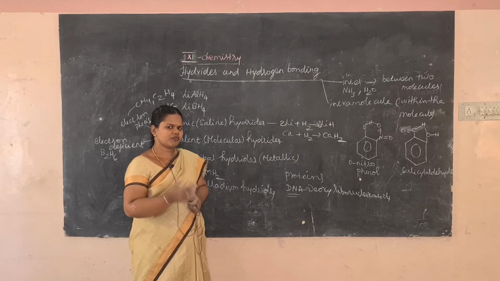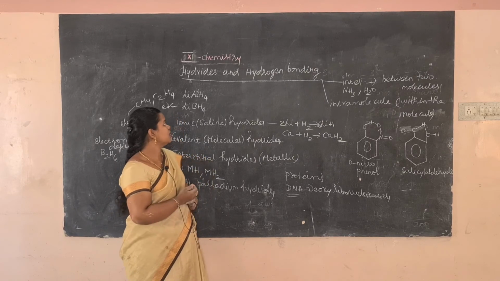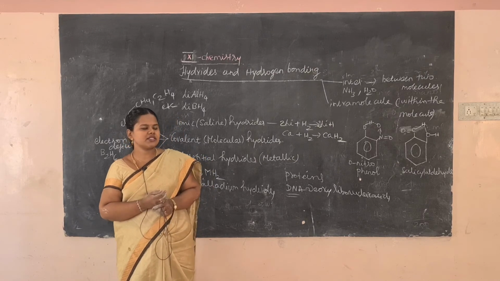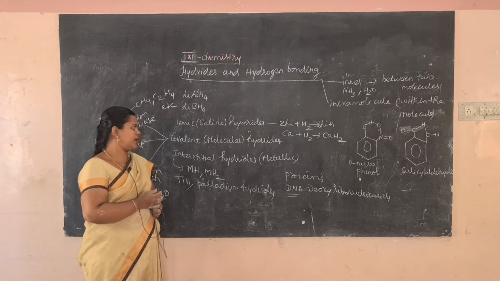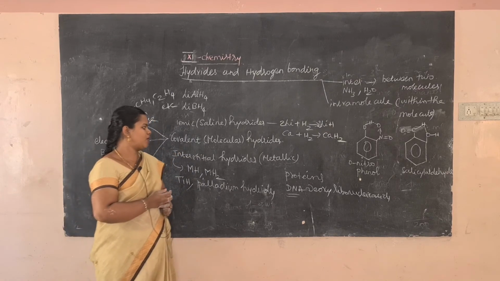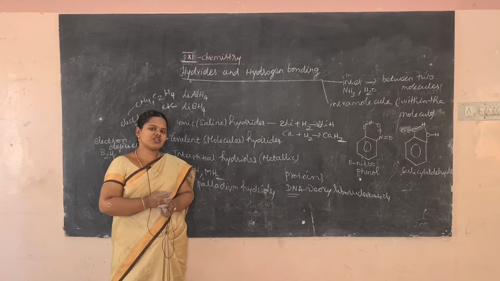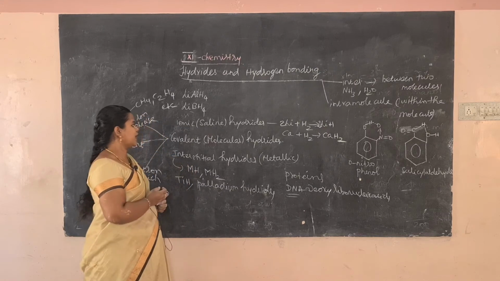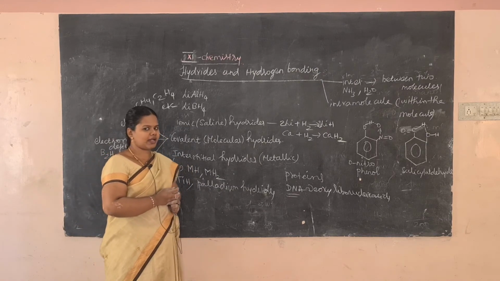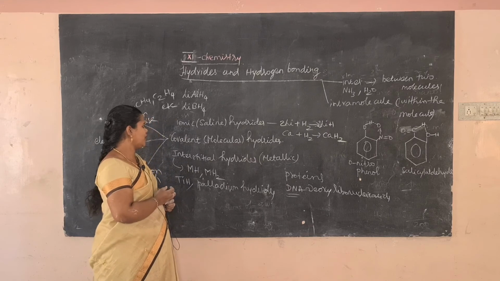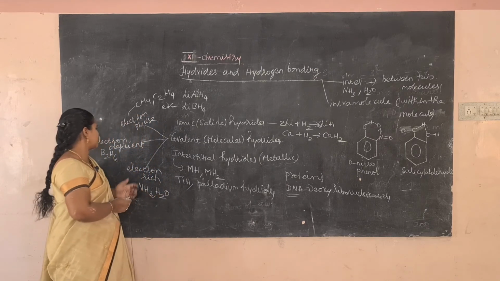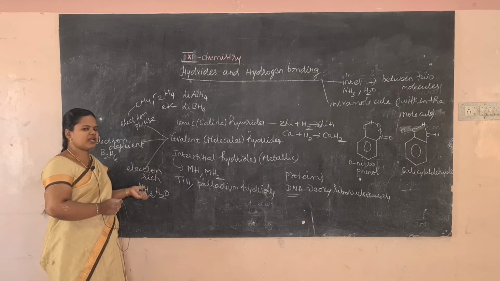And the last topic we saw is hydrides. Hydrides are classified into ionic or saline hydrides, covalent or molecular hydrides, and interstitial hydrides. Ionic hydrides are salt-like substances, whereas covalent and molecular hydrides are of three types: electron precise, electron deficient and electron rich.